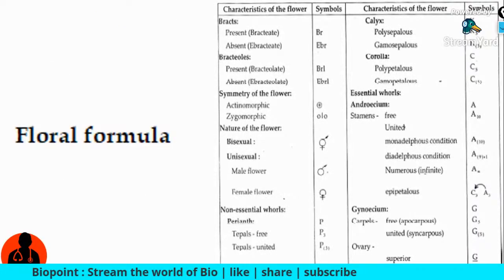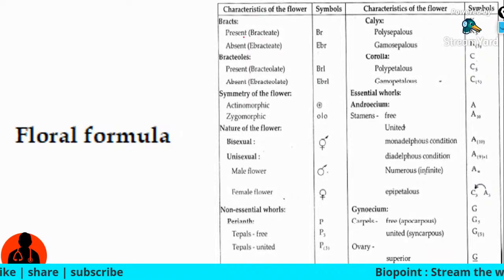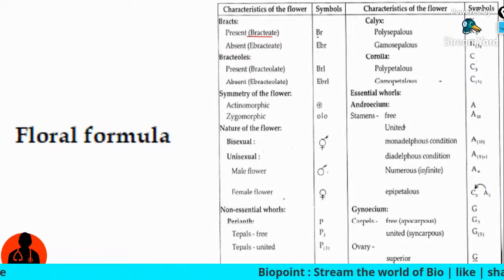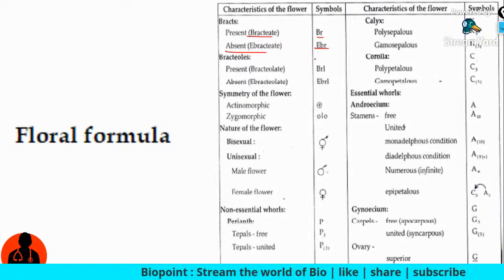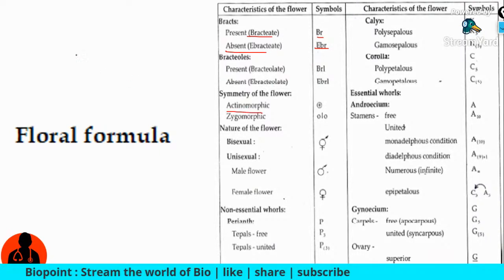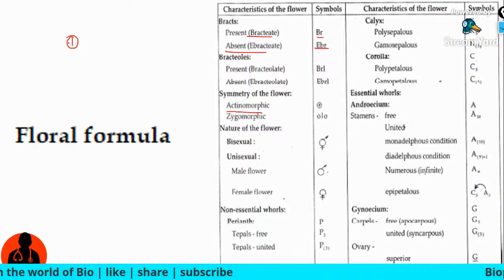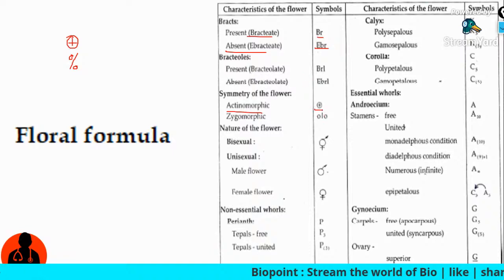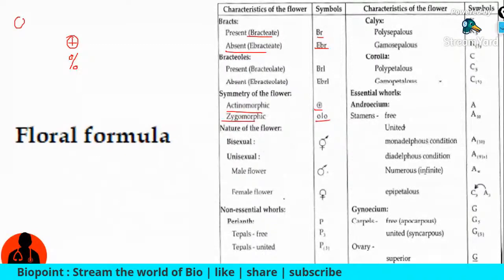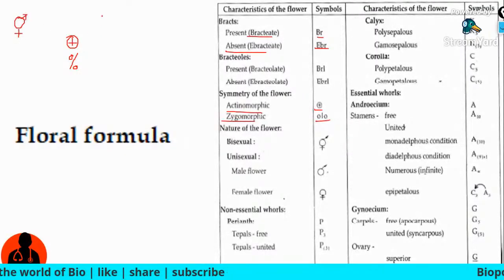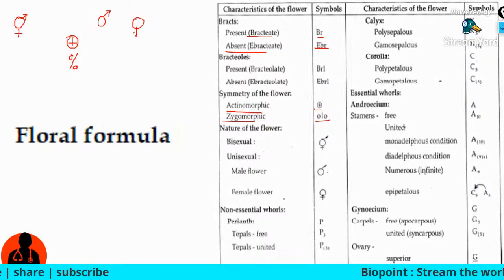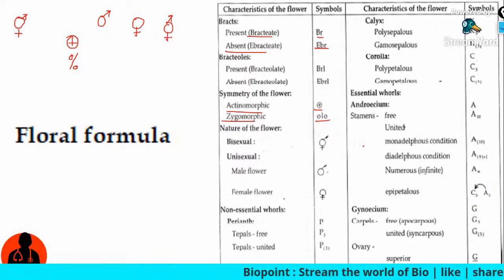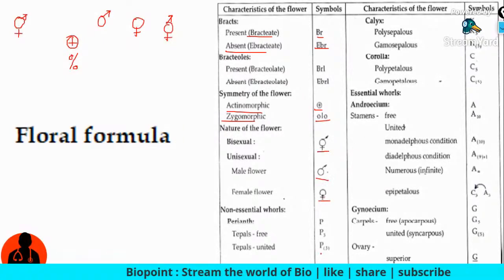So right now I will be telling you certain points which have been previous year questions. I'll be highlighting those points which are necessary for making the diagram. Bracteate, BR; ebracteate, EBR. Then actinomorphic, the symbol is this. Then zygomorphic, you have a symbol like this. Actinomorphic, zygomorphic. Bisexual condition: male, female. If it is male, like this; if it is female, like this. If it is bisexual, both have to be indicated. Clear? Male flower, female flower.